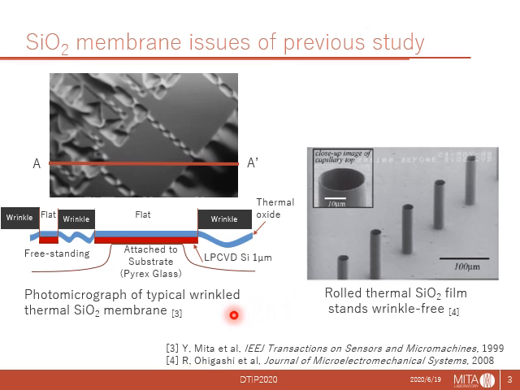Our past experience during MEMS microactuator fabrication also confirmed that thermal silicon dioxide membrane wrinkles as soon as it is released to freestanding. One of the only methods to make freestanding wrinkle-less thermal silicon dioxide film was to structurally reinforce them, such as rolling, to produce hollow pipe structure.